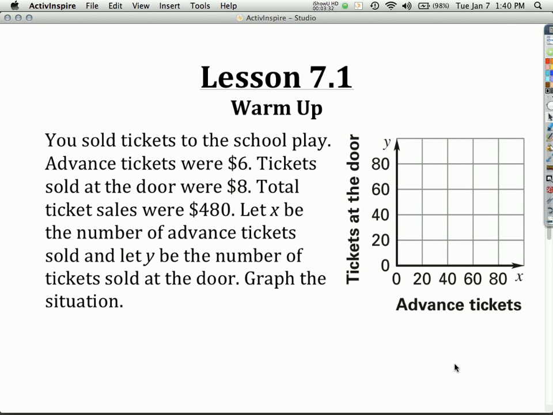I asked you to graph a situation, so calling on volunteers is not really going to benefit us in any way. So use your colored pen, mark your answer correct or incorrect, and then we'll talk about how.